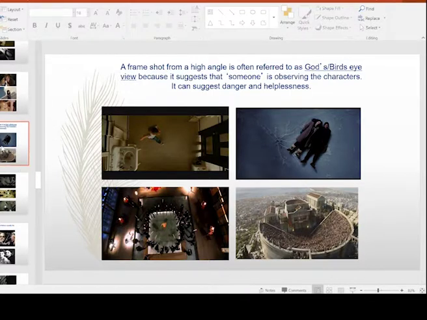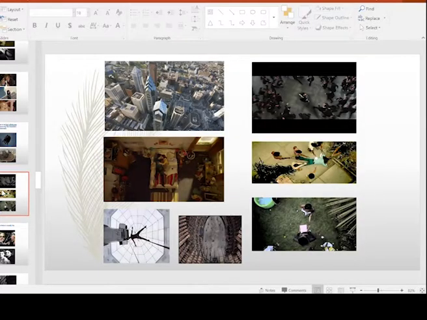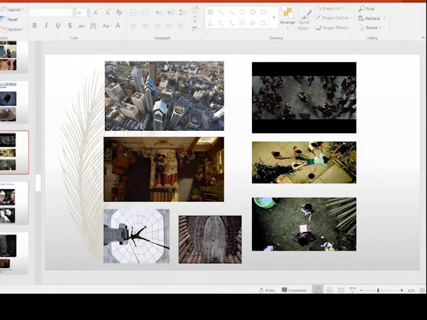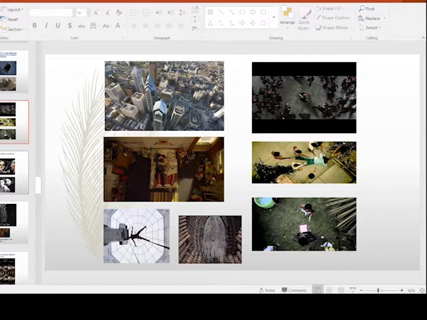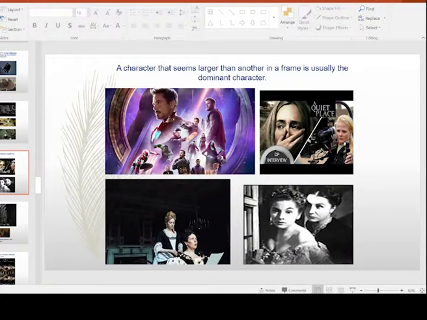So God's eye view is often like a straight down or bird's eye view shot, which shows us how the person is within the scene, makes them seem helpless. They make us feel uncomfortable when we see it because it's not normal. We can't actually see things like that. And so it makes us feel uncomfortable. So then you have characters within frames that are larger than others, and they are the dominant character. They are more important. So think about how your characters are filmed within scenes and how they're shown compared to the bad guy.